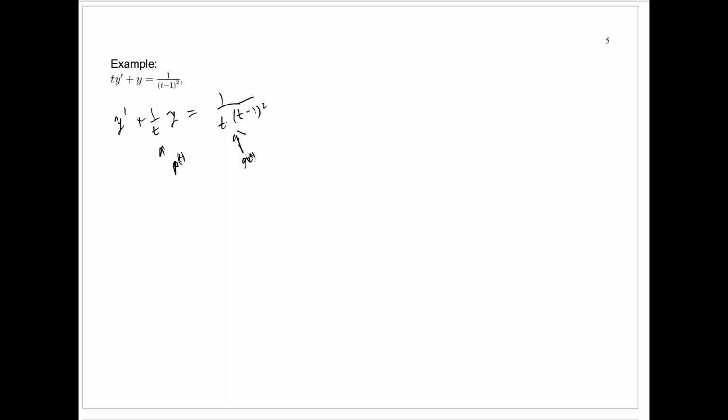And then we have to ask, on what intervals are both p and g continuous? It's pretty easy to see for these functions p and g that they're bad only at 0 and 1. In other words, on the interval from minus infinity to 0, we're okay. On the open interval from 0 to 1, we're okay. Or on the interval from 1 to infinity, we're okay.